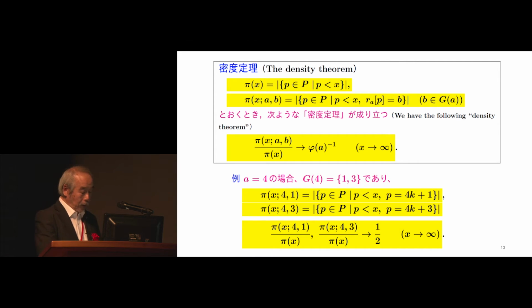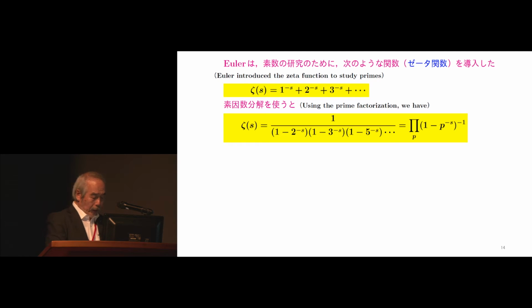To prove this theorem, the zeta function or L function becomes necessary. When A is equal to 4, in the case of Fermat, G_4 is 1, 3. In other words, when the remainder is 1, the primes 4k plus 1 are counted. If it is 3, again the primes are counted, and the ratio is always half. So the primes in these forms exist in the same ratio.